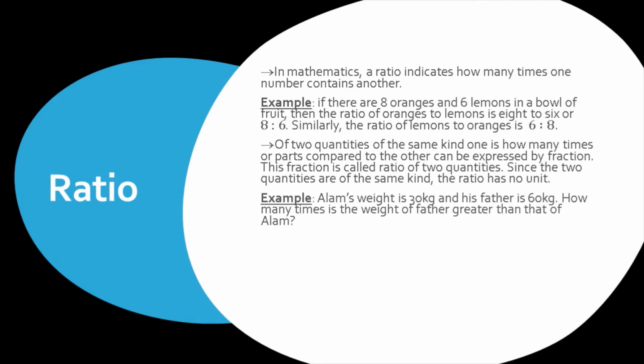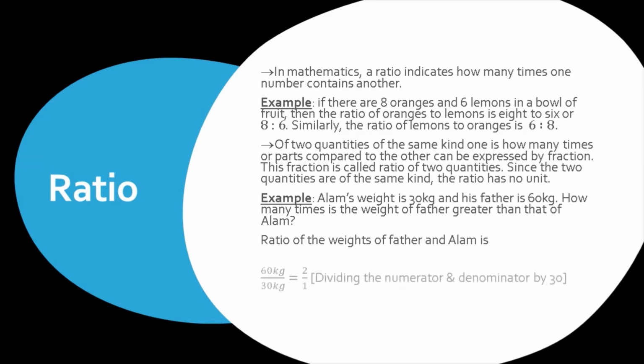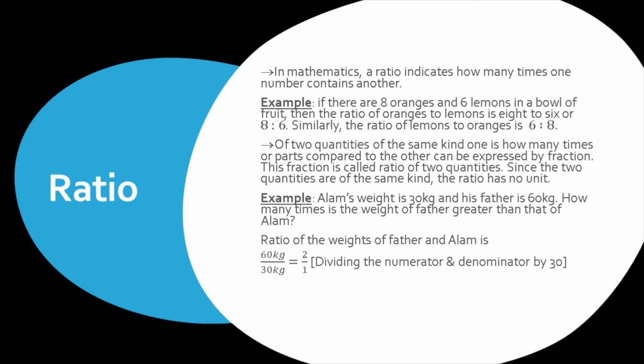So, example: Alam's weight is 30 kg and his father's is 60 kg. How many times is the weight of the father greater than that of Alam? Let's see the solution. The ratio of the weights of father and Alam is 60 kg divided by 30 kg. If we reduce, dividing numerator and denominator by 30, we will get 2 by 1. That is 2:1. That is our desired answer.